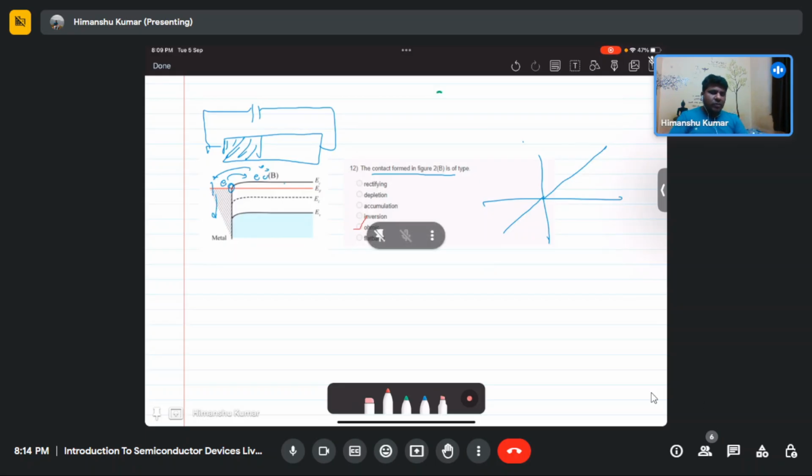This is behaving as an ohmic contact because it is not forming a barrier like this. Yeah, so this is the barrier. As you can see, the electrons here will always have higher energy compared to the Fermi level. Whatever you do, they will always have higher energy than the Fermi level, so they can always cross this barrier.